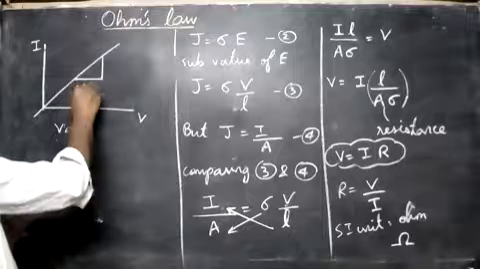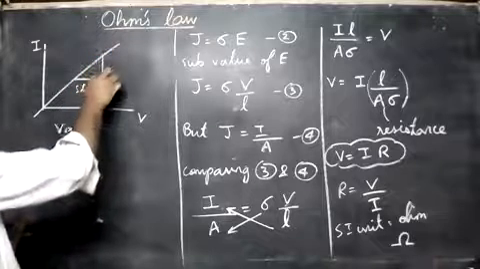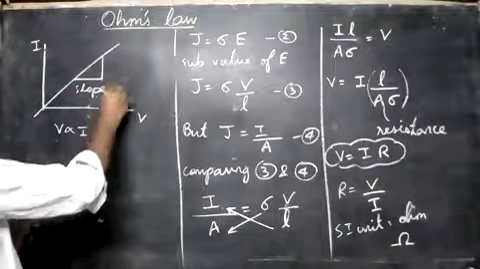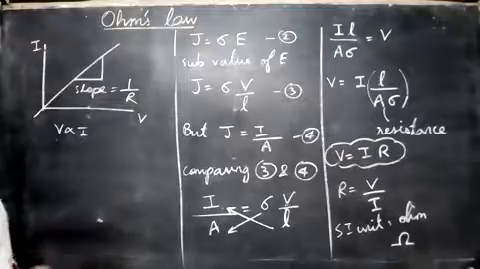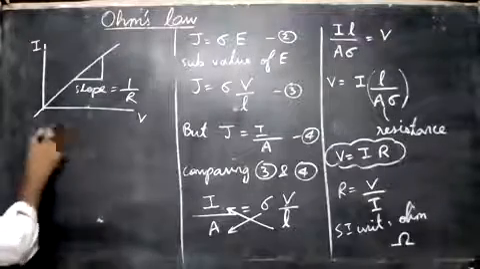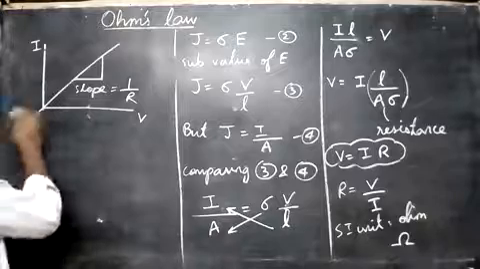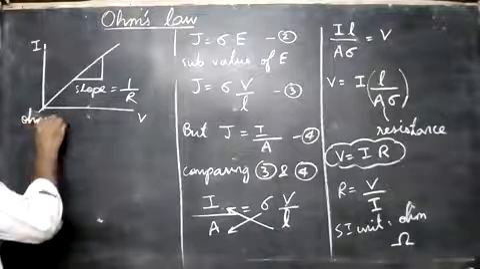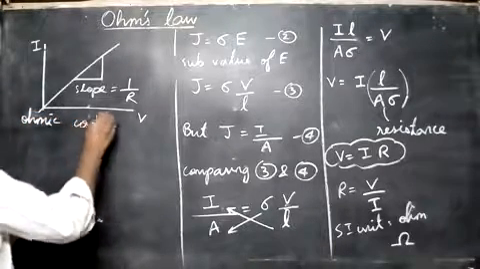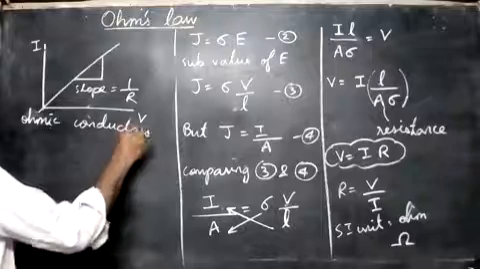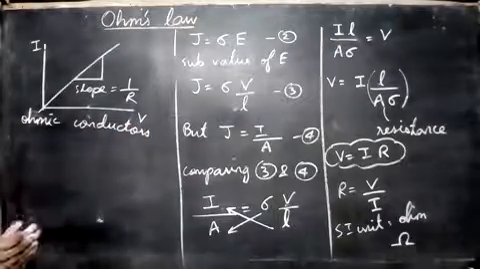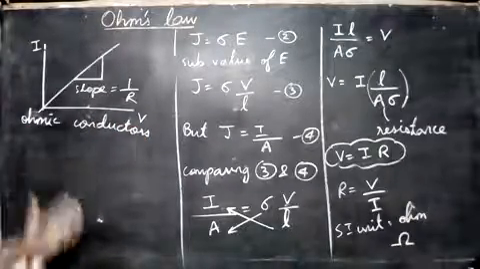You find the slope of this, delta I by delta V, which gives us 1 by R. This is true for some conductors. They obey Ohm's law, so we call them ohmic conductors. What is meant by ohmic conductors? They obey Ohm's law. As voltage increases, current also increases.